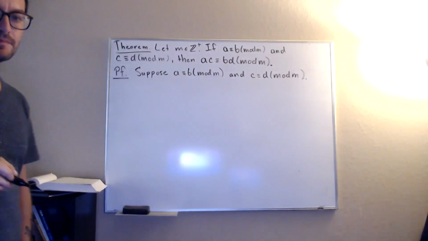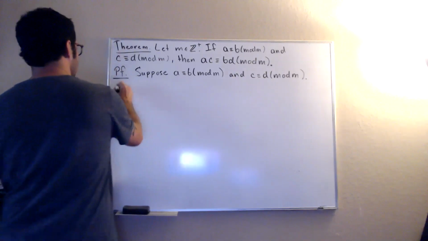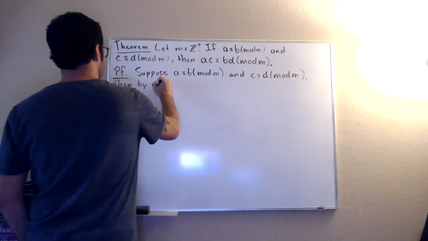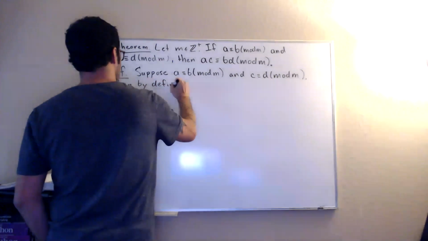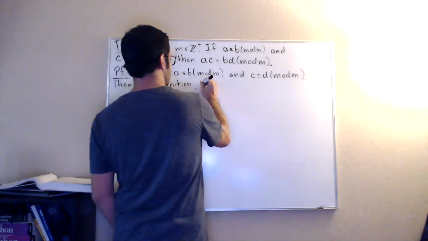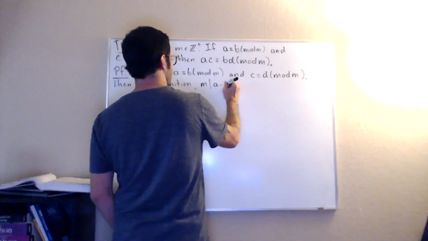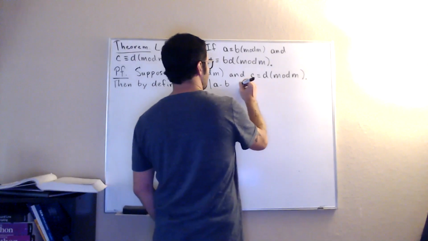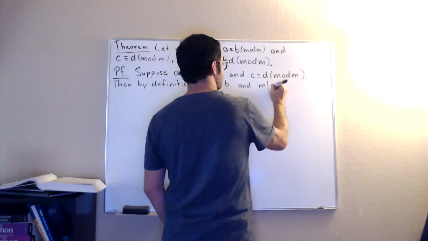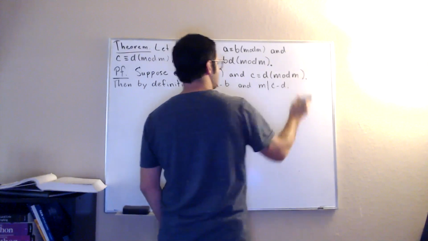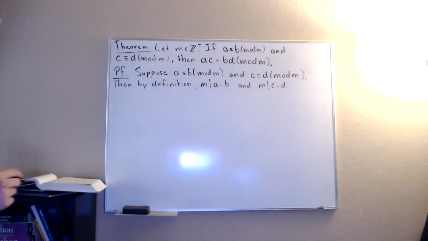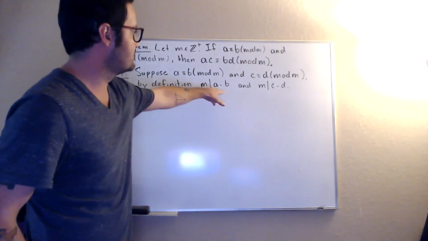Okay. So then we just apply the definition. So then by definition, we have that M divides A minus B, and M divides C minus D. That's just applying the definition there and then applying the definition there. Okay. So then we have the definition of divisibility.